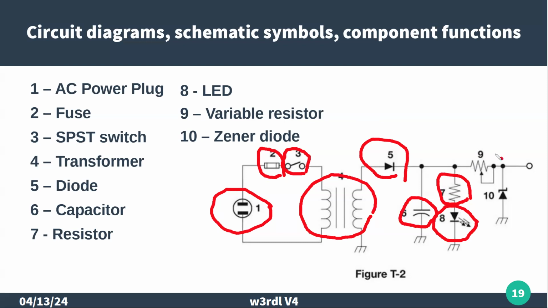Number 9 is a variable resistor. Remember, we called these also potentiometers. But when we hook it up the way it is here, where this wiper or slider is connected to one end, then it looks like a 2-terminal device that's a variable resistance. We call that a variable resistor.